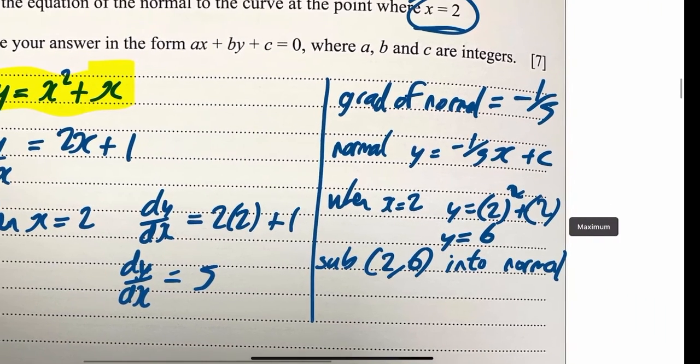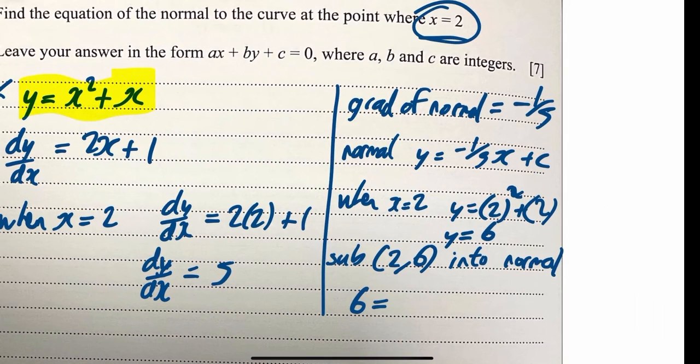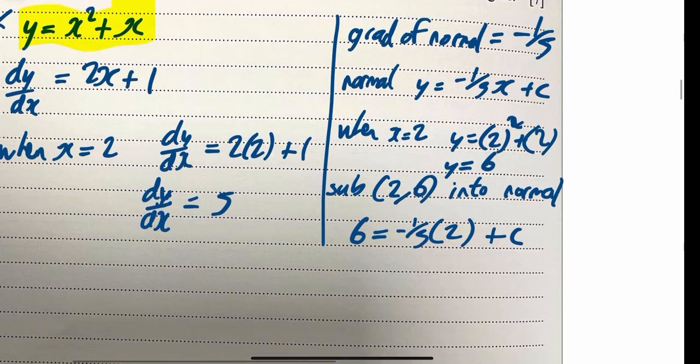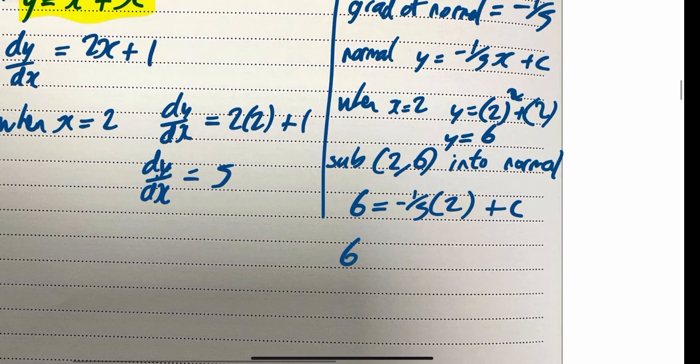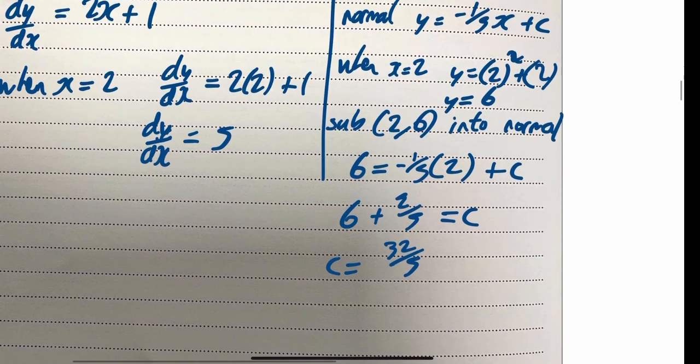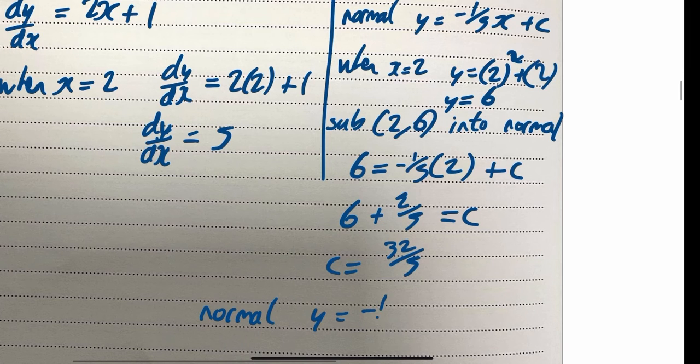So when we sub that into our normal, you're going to have 6 as my y value is equal to minus 1/5 times my x value, which is 2, plus c, which means you're going to have 6 plus 2/5 is equal to c. And I'm going to write that as a top-heavy fraction. 6 would be 30 over 5. 30 over 5 plus 2 over 5 is going to be 32 over 5. And then my normal is going to be, y is equal to minus 1/5 x plus 32 over 5.